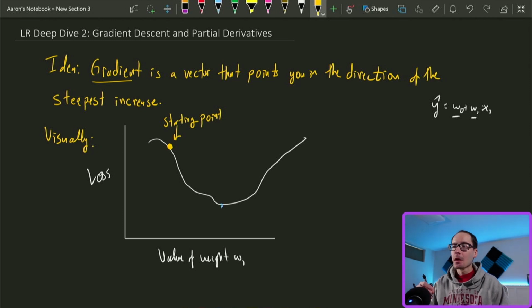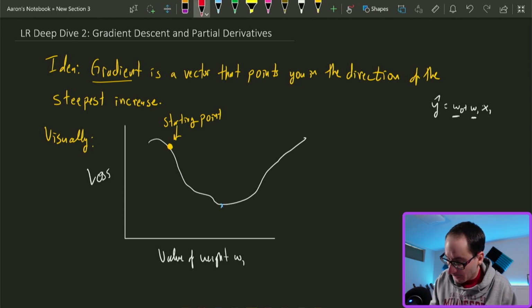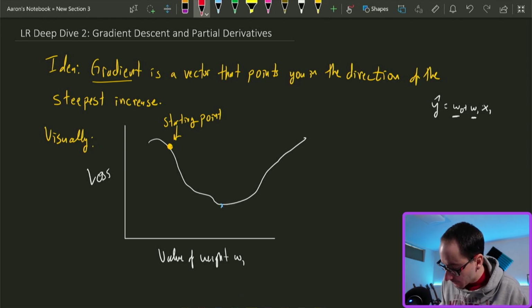Initial guess, right? We calculate the gradient at this point. Now the gradient is going to point us in the direction of steepest increase. So the gradient is going to tell us to go left, the direction of steepest increase. So we want to go in the negative of that direction. The negative of that gradient is going to say we have to go this way. So that is the negative of our gradient.